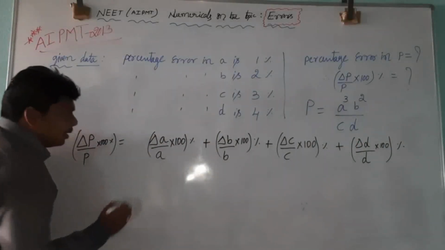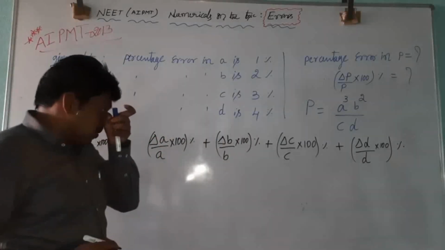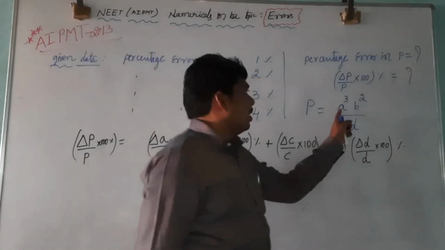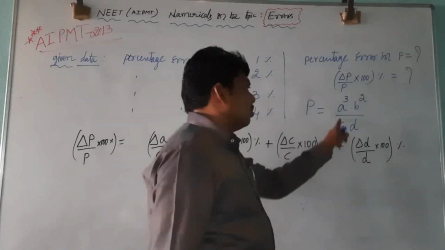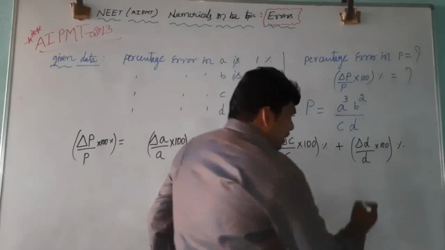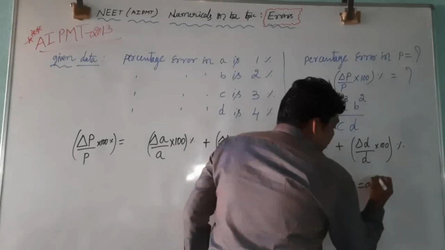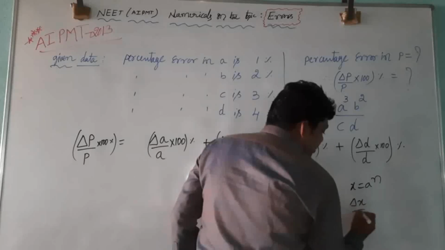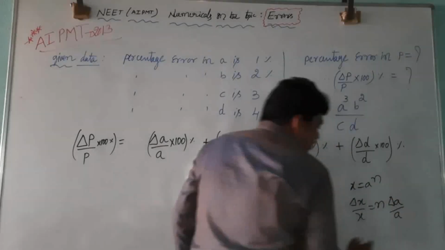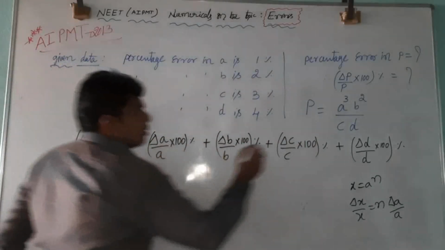Now here we have taken the sum of the percentage errors, but what about the powers? Have they given any powers to A, B, C, D? Yes, they have given A to the power 3, B to the power 2, C to the power 1, D to the power 1. For C and D, there is no problem. When they have given the powers, what is the formula we have to use? X is equals to A to the power n, delta X by X is equals to n into delta A by A. Yes, again we have to use the same formula only. Here, what is the power for A? 3.